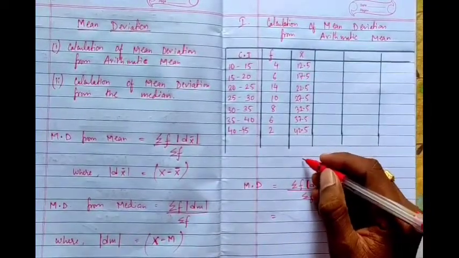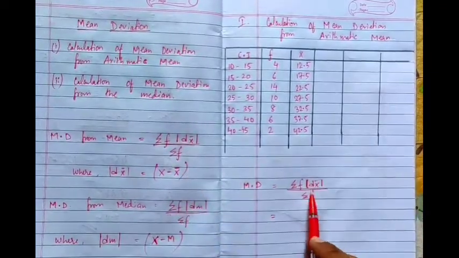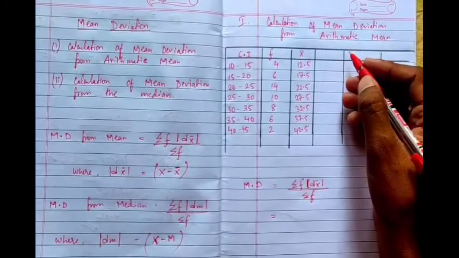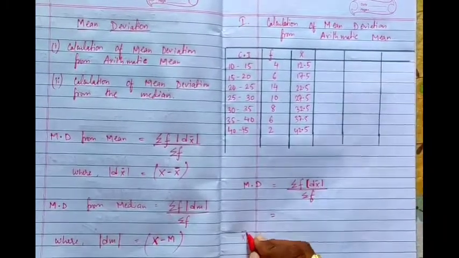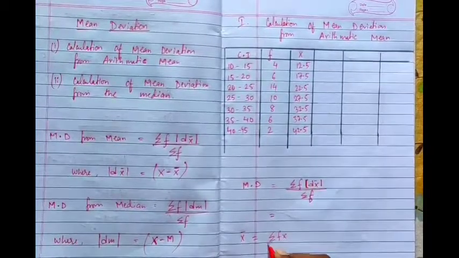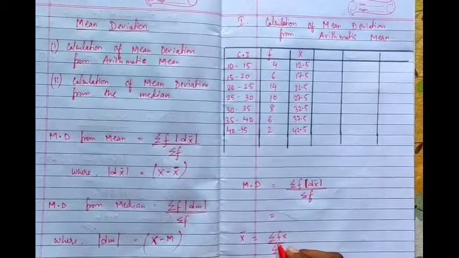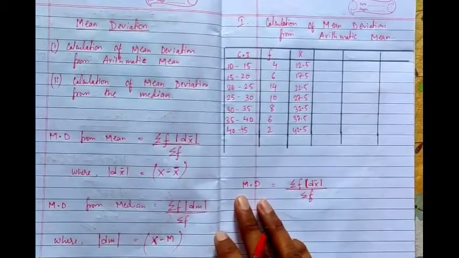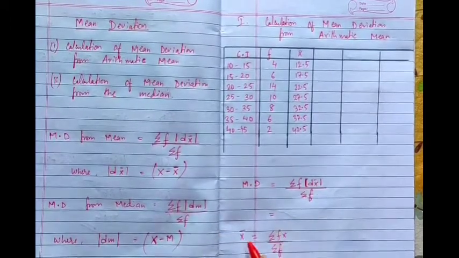So we have to find dx bar. Before that we need the arithmetic mean. What is the formula of arithmetic mean? X bar equals summation fx by summation f. I think you are familiar with this formula. You have done this in the chapter measures of central tendency, where you calculated mean. So we have to use this formula to find x bar.